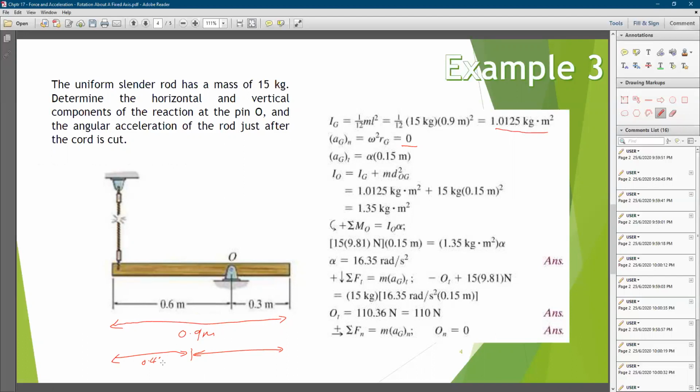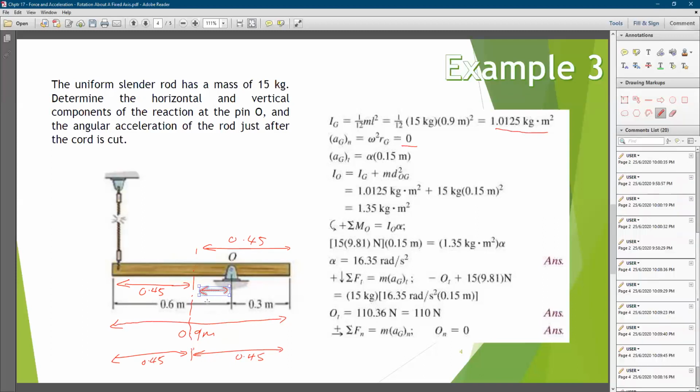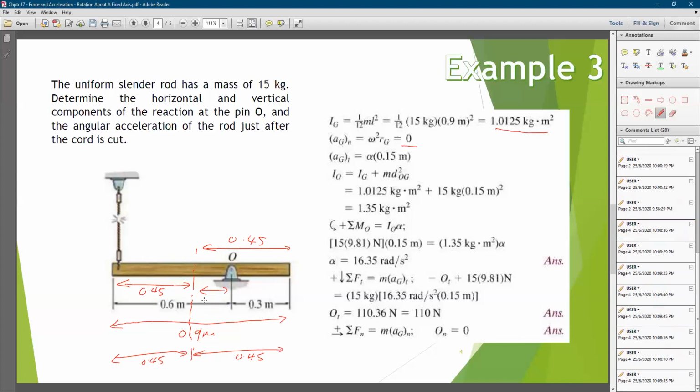is actually 0.45, here is 0.45, and if you can draw here, you can see that this portion here is, sorry, this one is 0.45, and on this part also 0.45, and therefore 0.45 minus 0.3, you will get 0.15, from this center of mass.